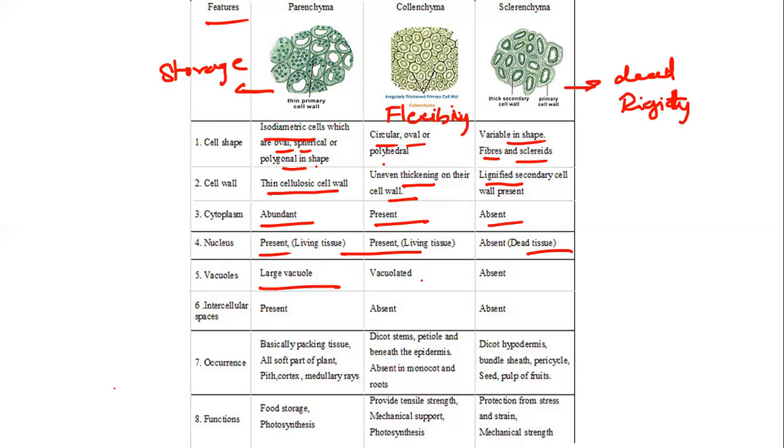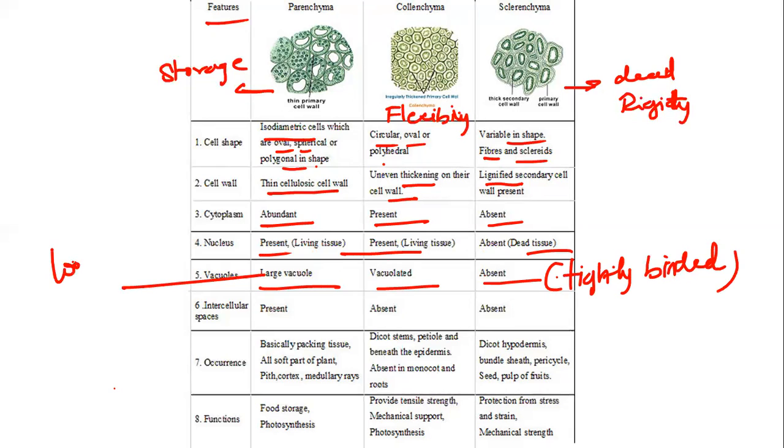Parenchyma has large vacuoles. Collenchyma is also vacuolated. Sclerenchyma has no vacuole because it is tightly bound. Parenchyma is very loosely bound, so intercellular spaces will be high. In collenchyma, it is not that loose and not that tight, so it will have a small amount of intercellular spaces and it is vacuolated. Intercellular spaces are present in parenchyma, absent in sclerenchyma, and small in collenchyma.